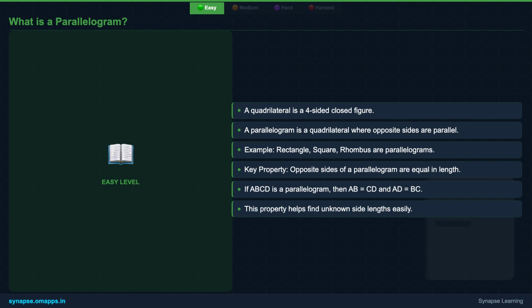The amazing part is, in any parallelogram, like our example ABCD, not only is AB parallel to CD, but they are also exactly the same length. Similarly, AD is parallel to BC and they too are equal in length. This simple rule makes solving problems much easier.